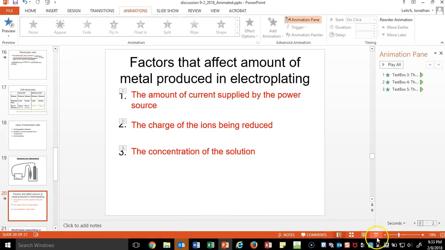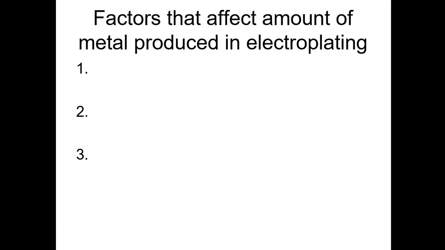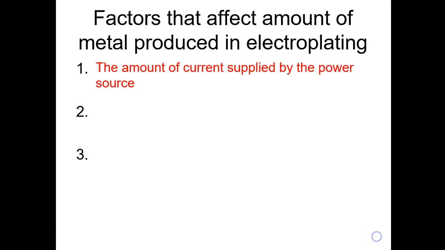Okay, so there's a number of different factors that can affect the amount of metal that's electroplated. One is the amount of current supplied by the power source. Current is defined as coulombs per second, and a coulomb is a unit of charge. So the faster the current, the faster the rate of flow of electricity. So the more current you have, the more metal will be plated over a period of time.